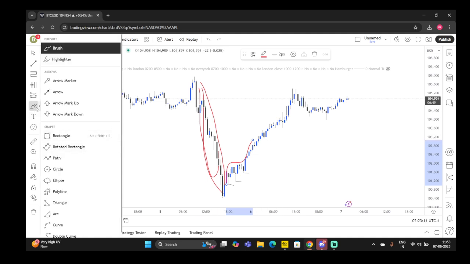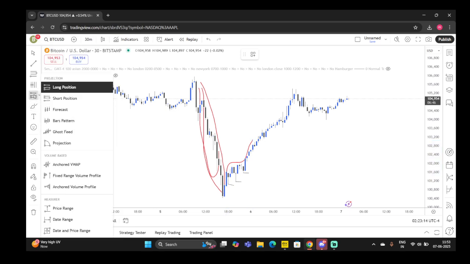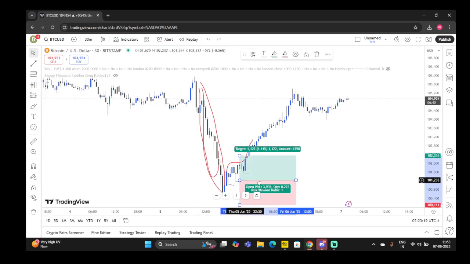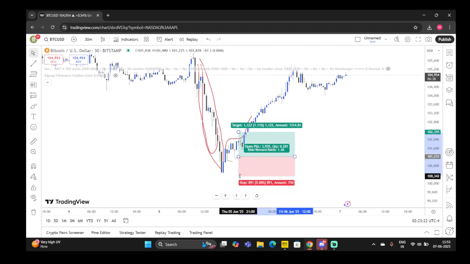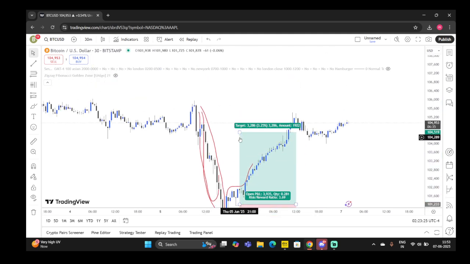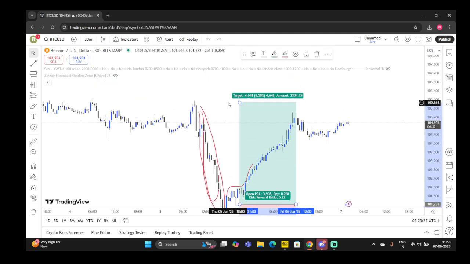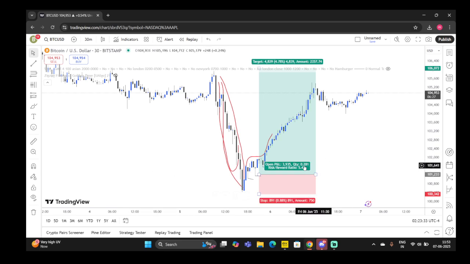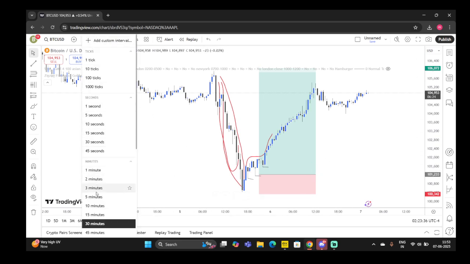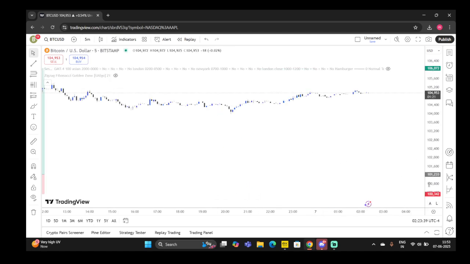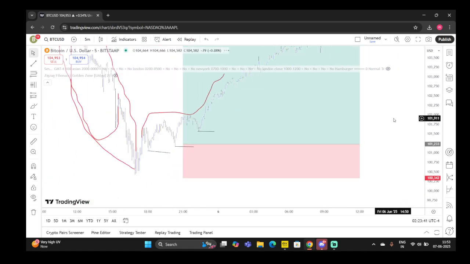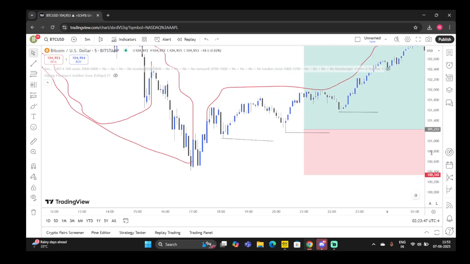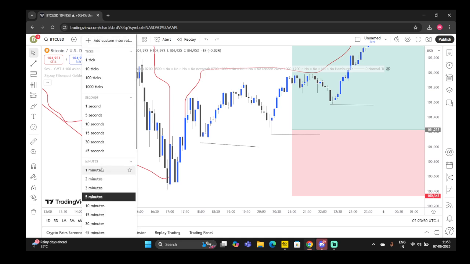So the target ultimately will be, if somebody entered over here, this liquidity is the target, and BTC is going to hit this one at minimum. And one more thing I will show you. If you go into the 5 minutes chart, one minute.